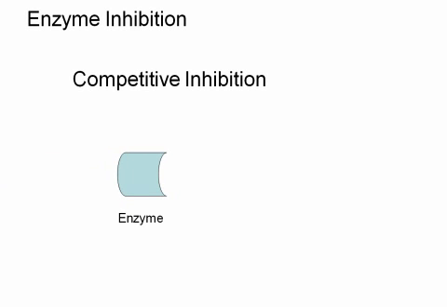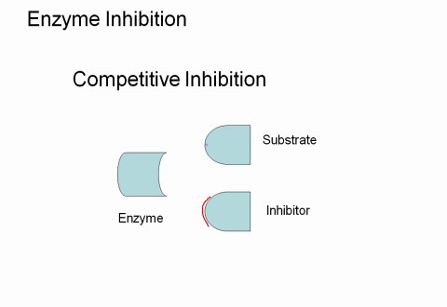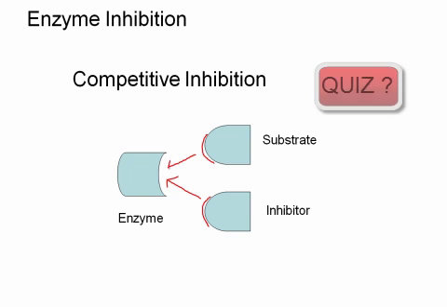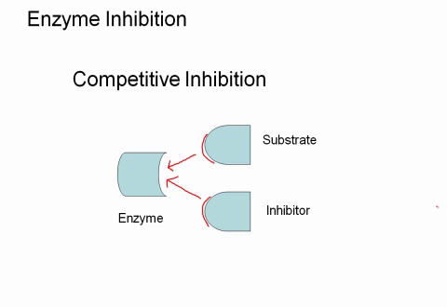So here's a little simple diagram that represents an enzyme. It has its active site, and so the substrate would fit into that active site. However, there can be other molecules that mimic the substrate, and so their conformation is very similar to the substrate, and they too can fit into the active site, and this would inhibit the reaction. And so it is called competitive inhibition because the inhibitor and the substrate compete for the active site.